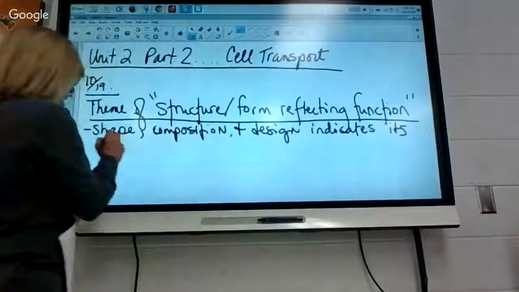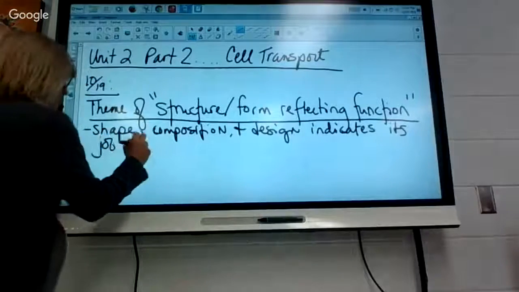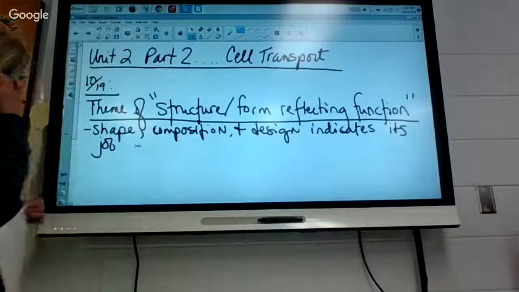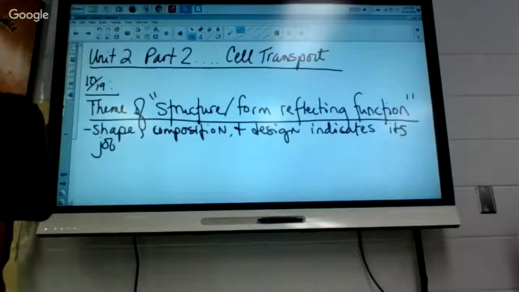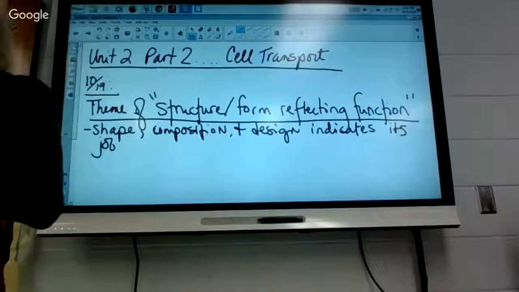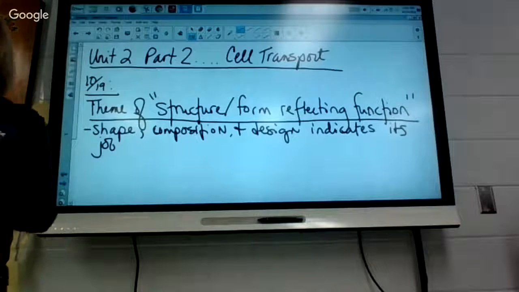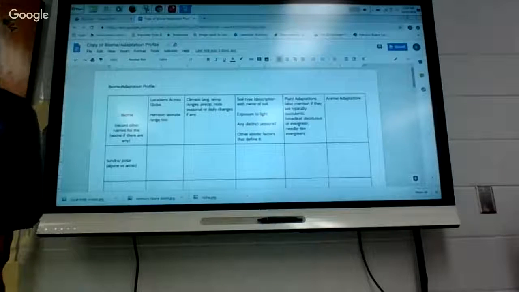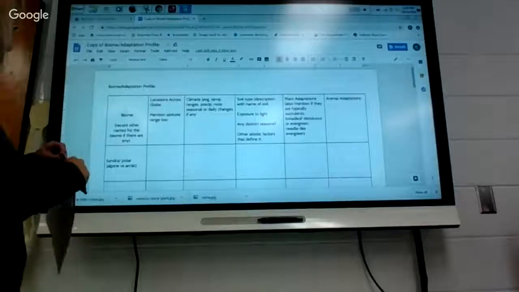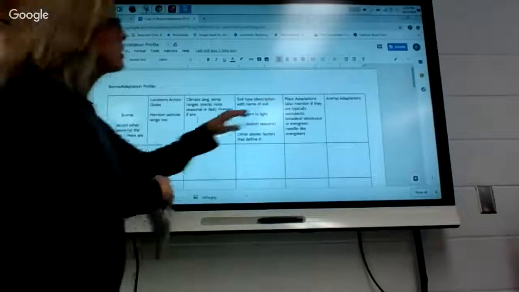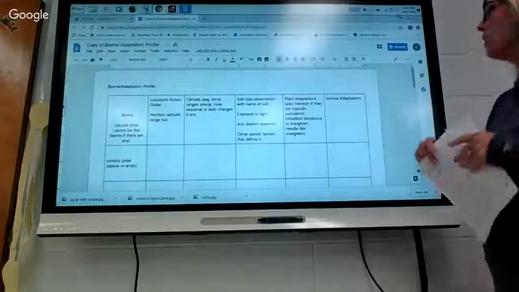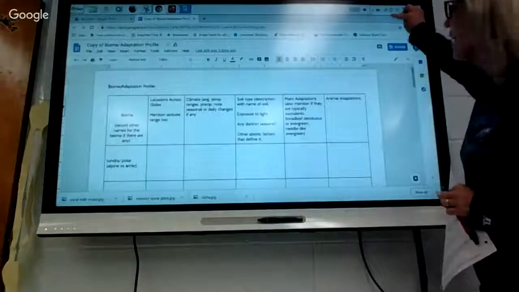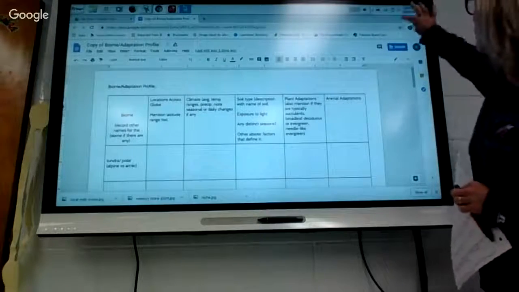Okay, so a non-cell example would be a hammer versus a screwdriver. A hammer can be used as an extension of your arm. It can be used as a lever. It can be used to pound stuff. I don't know what this thing is doing.